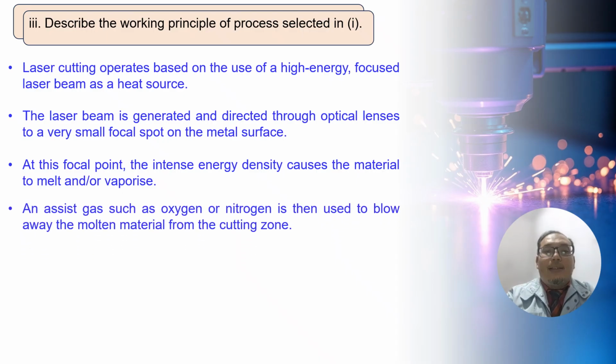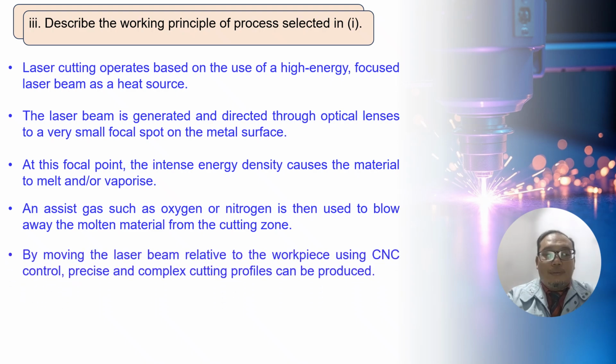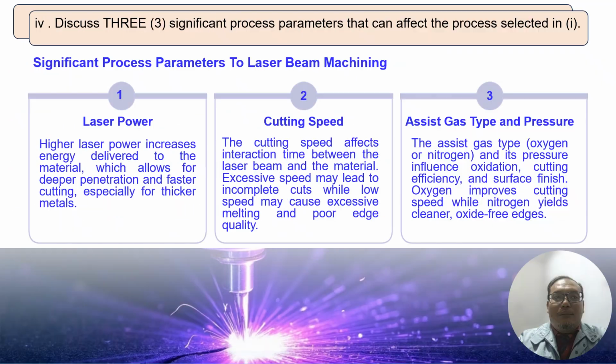An assist gas such as oxygen or nitrogen is then used to blow away the molten material from the cutting zone. By moving the laser beam relative to the workpiece using CNC control, precise and complex cutting profiles can be produced. This is the working principle of laser beam machining.